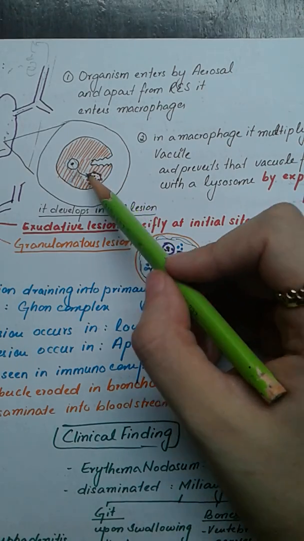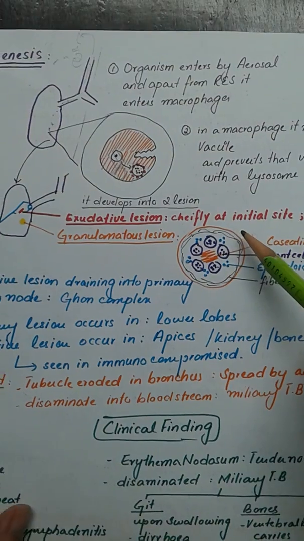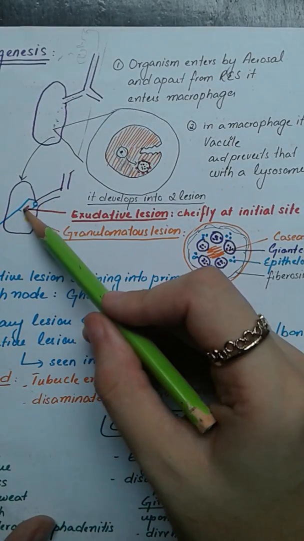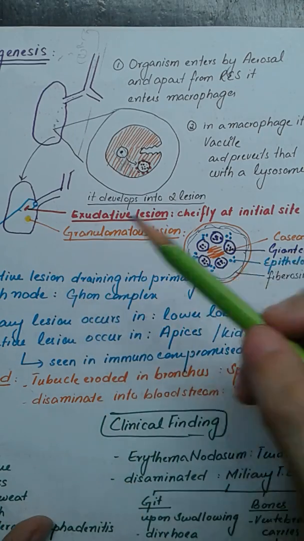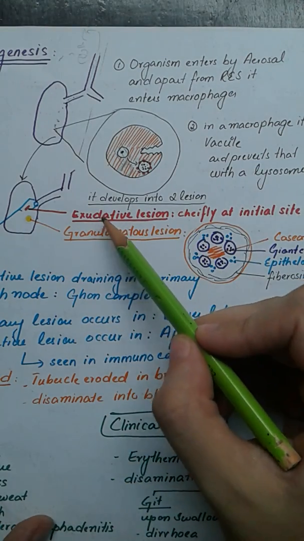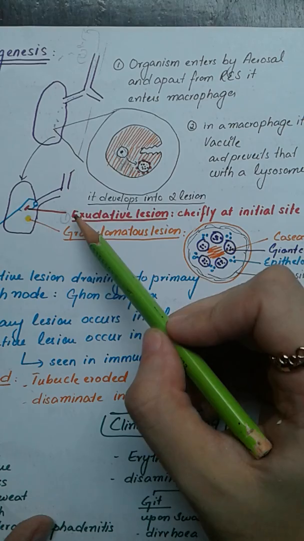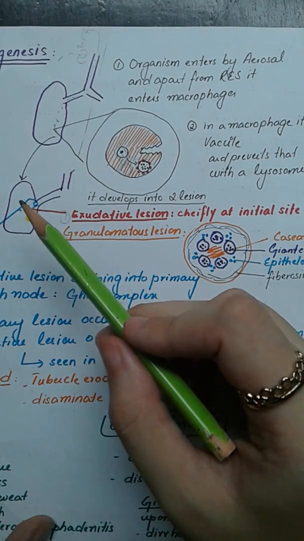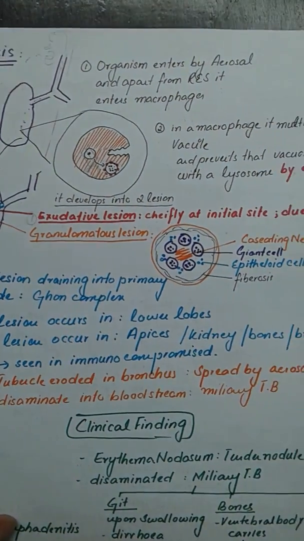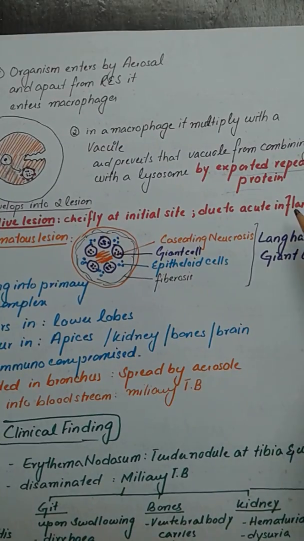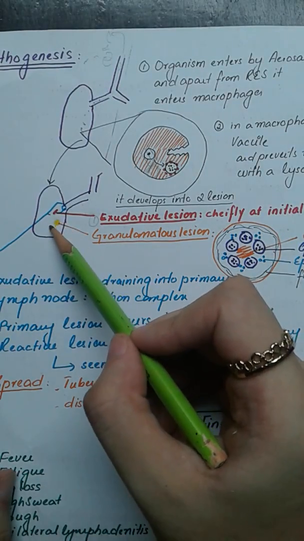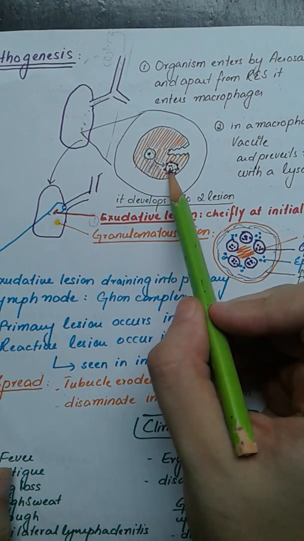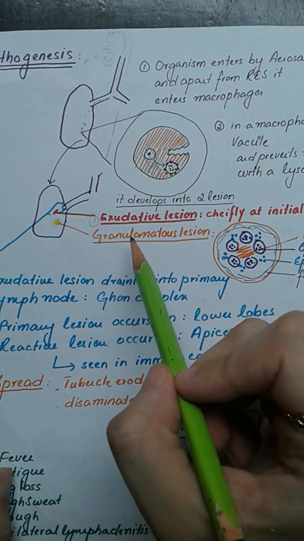As it replicates, two types of lesions are formed in the lung: the exudative lesion and the granulomatous lesion. The exudative lesion is actually the initial lesion formed by the organism itself. This is due to acute inflammation of the area, so exudate is formed. The other type of lesion developing from this organism is the granulomatous lesion.